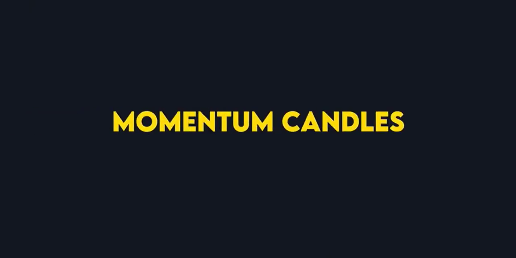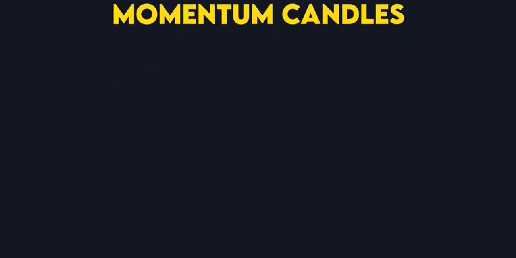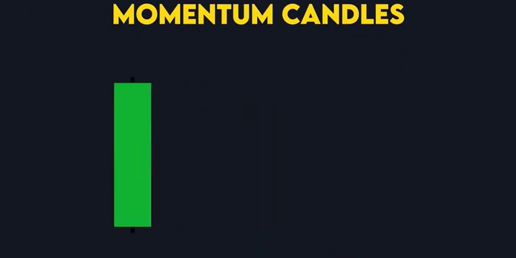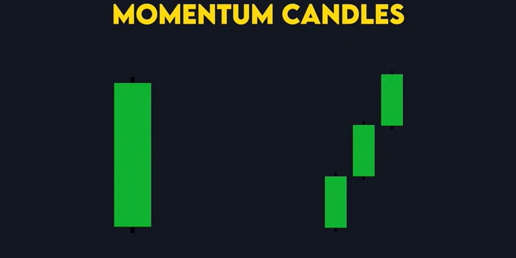The first thing we need to understand is what's called momentum candles. Momentum candles can have many forms, but usually it's one big candle with a large body, or three medium-sized candles all going in the same direction. These two forms of momentum candles are going to be what we are looking for. Let me show you an example.